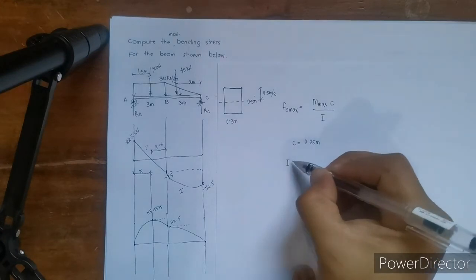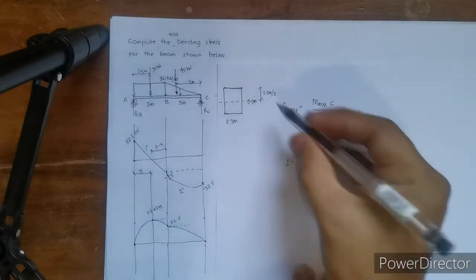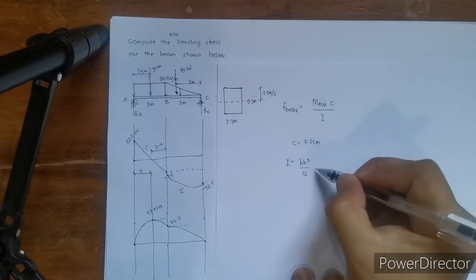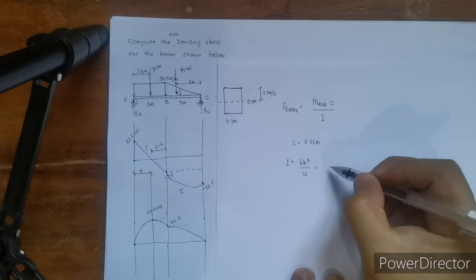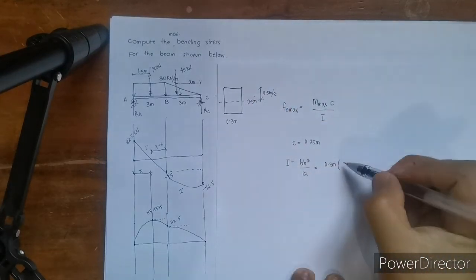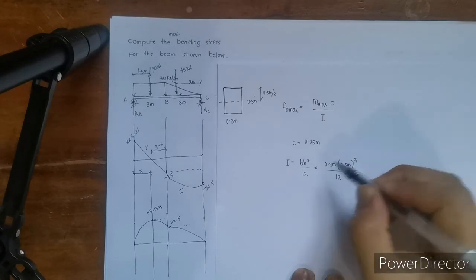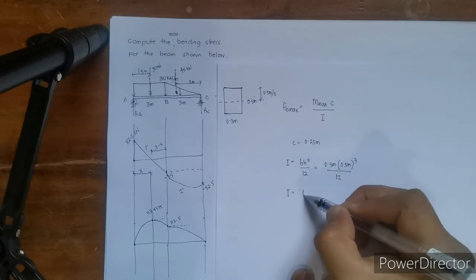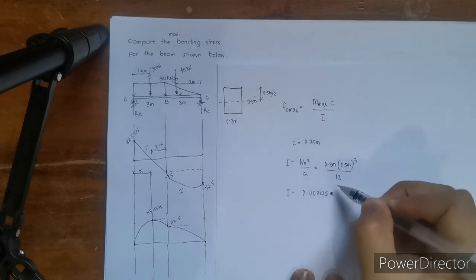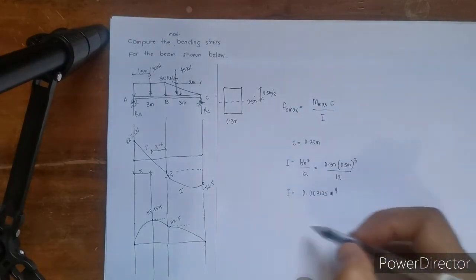So, for the moment of inertia, meron na tayong derived formula for that. For rectangular section, that is BH cube over 12. Substitute lang natin. The base, anong base ng ating section? 0.3 meters. Anong height niya? 0.5 meters raised to 3 divided by 12. So, what is I? 0.003125 meter raised to 4. Okay, so na-compute na natin lahat.